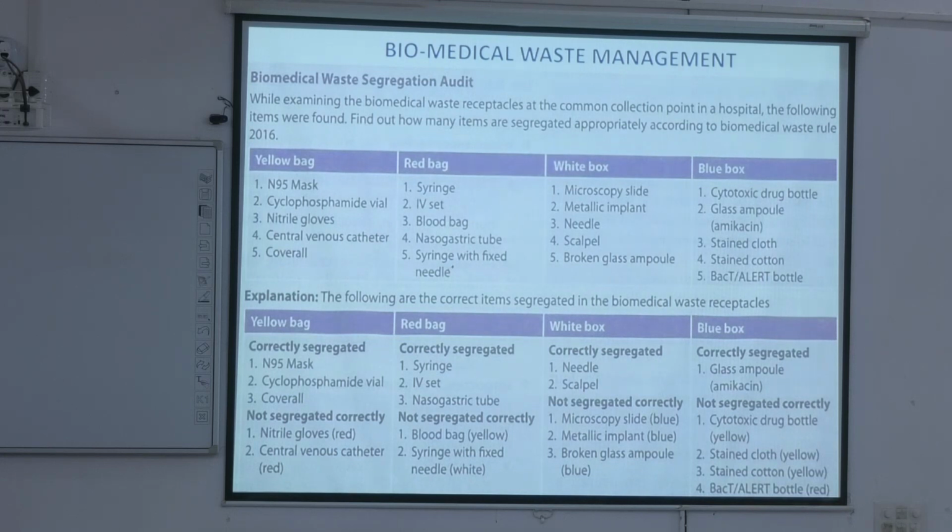Sometimes a cytotoxic drug bottle is thrown in the blue box, because it is a glass bottle. In the blue color container we put glasswares, broken glasswares, that's why we put it in the blue color container, but it will come to the yellow color container. These things we have to keep in our mind.